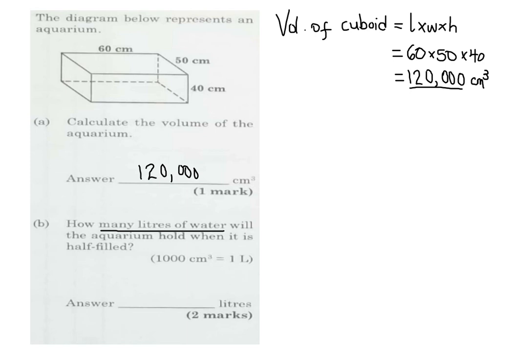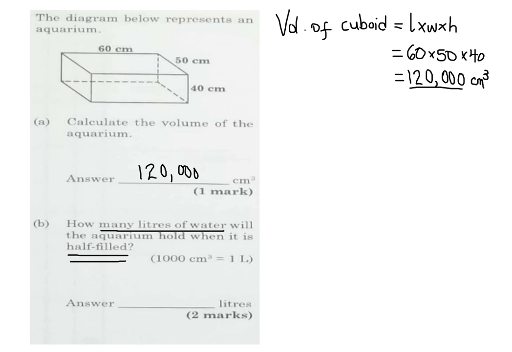But it's not just asking us to take the 120,000 and just convert it into liters. It's actually telling us that we want to know what the volume of the aquarium is when it is half filled, right? So that's another key thing to pay attention to. We want the volume of the aquarium, yes, in liters, but we want for half of the entire aquarium, right?